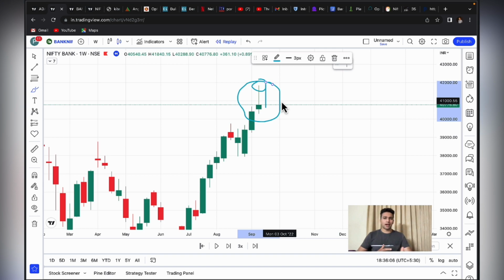The psychology behind this pattern is, again, very simple. The bulls tried to push the price higher where they were not successful, and the bears came into the picture and pushed the price all the way down.